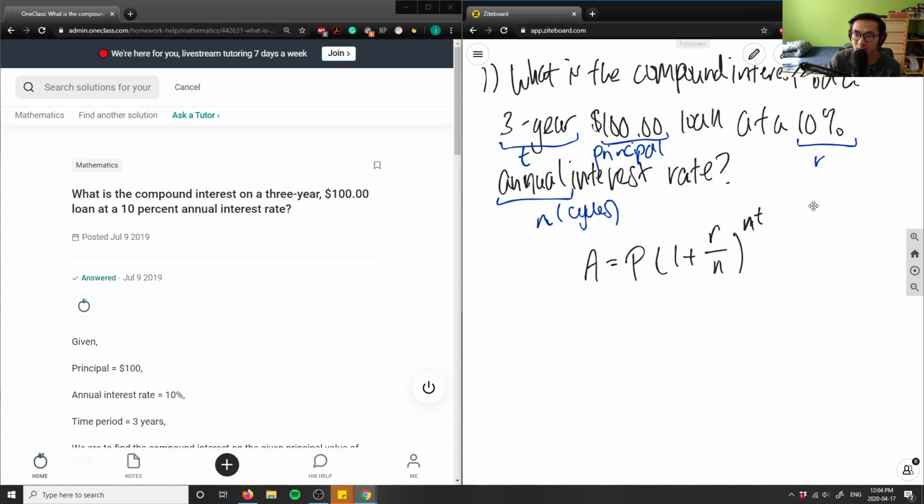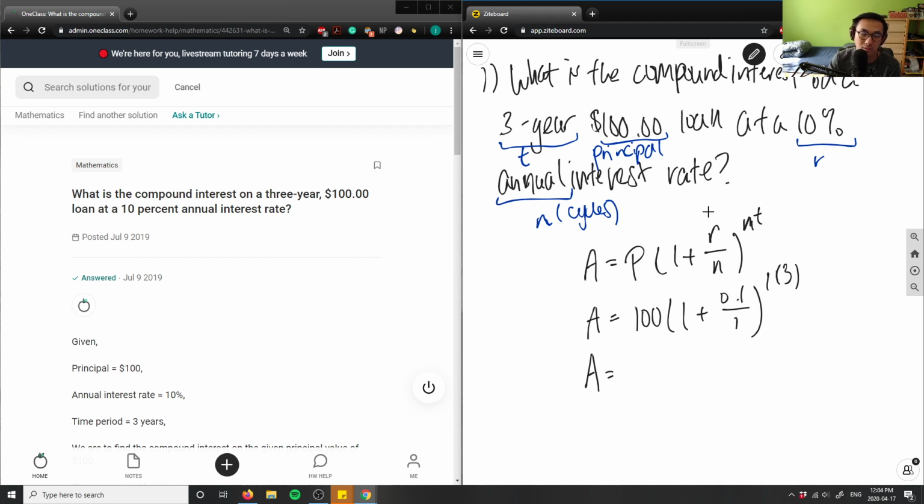So let's plug this formula in and see if we get our correct answer. We have A equals, with a $100 loan, P is our $100, times 1 plus R, which is our rate. It's 10%, so we need to convert it to decimals, which is 0.1, divided by N. Annual just means 1, so per year it's just 10%. So it's divided by 1, to the power of N, which is again 1, times time, which is 3 years. That's what we have here. A equals, sorry, just give me a second.